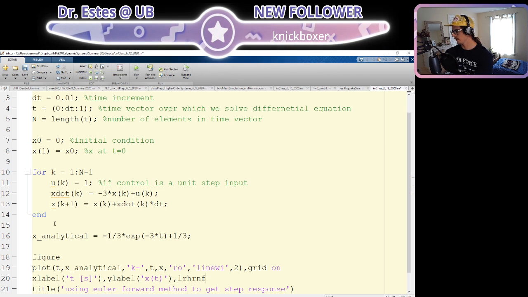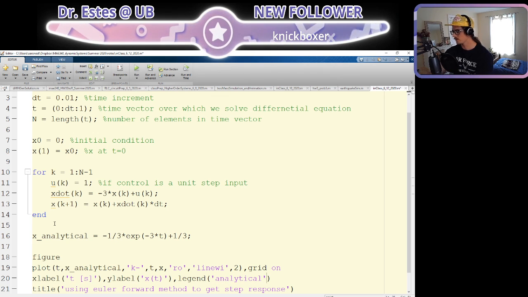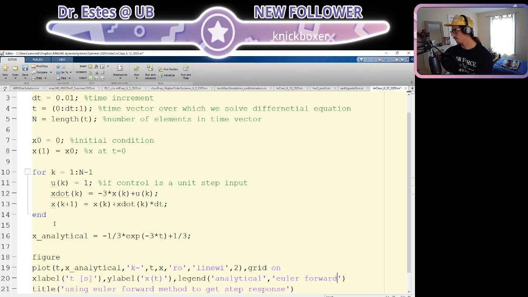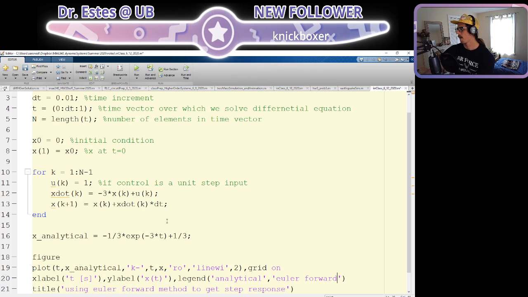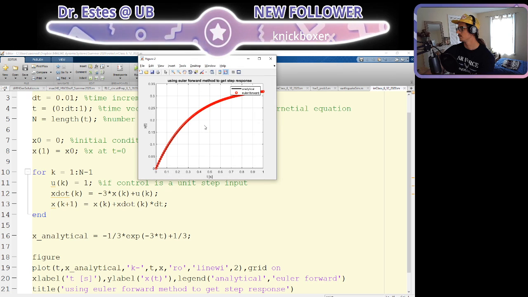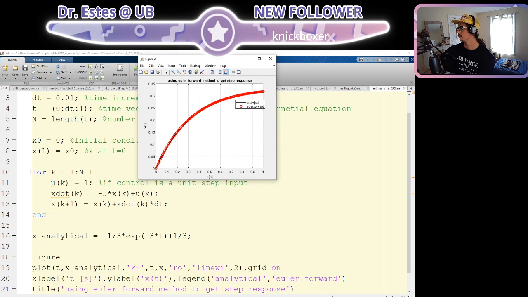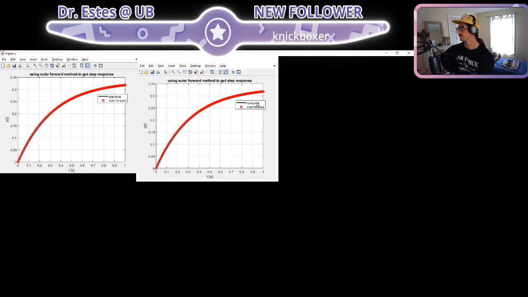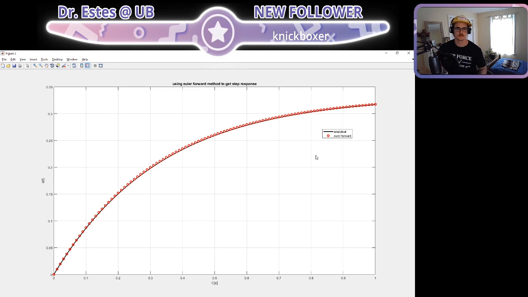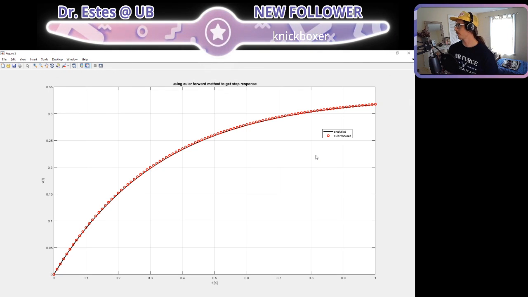So now I'm going to add a legend to distinguish between these two lines that I'm putting on there. So I'm going to put the analytical solution and then the other one that we got from Euler forward. Let's try it. Pretty close, right?